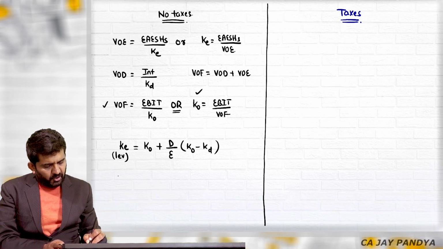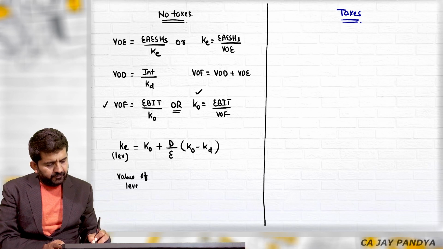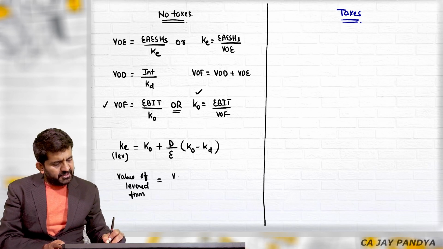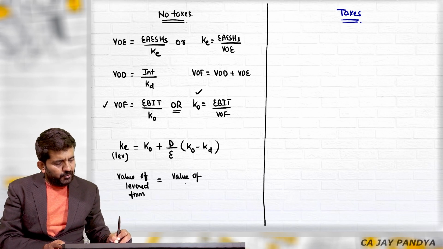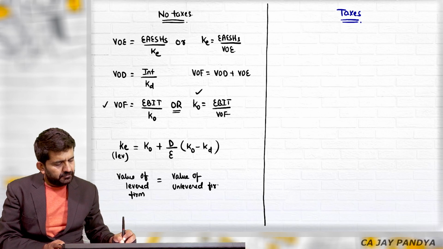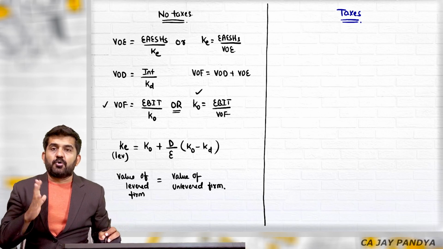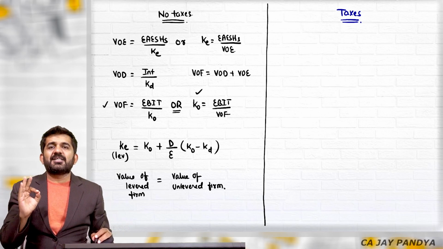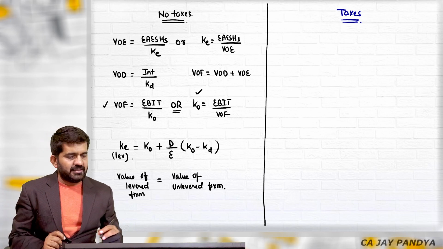And the value of the levered firm will be equal to the value of the unlevered firm, because there are no taxes. This will be the scenario if there are no taxes.